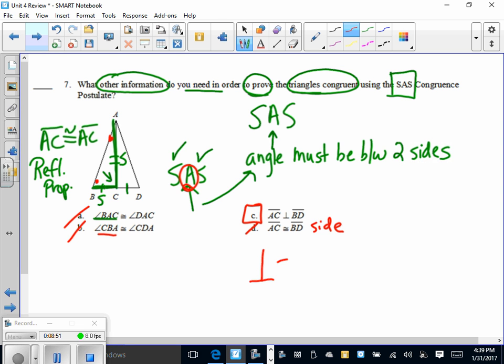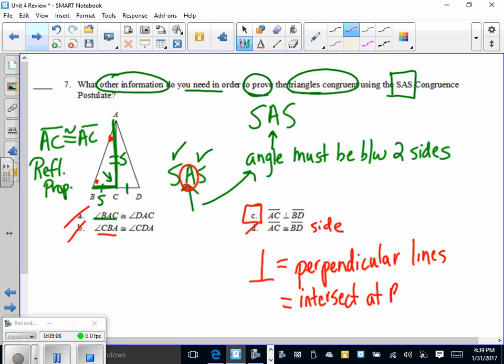You need to remember that that upside down T means perpendicular lines. And if we have perpendicular lines, they intersect at right angles. We know that all right angles are congruent. So the answer to number 7 is C.